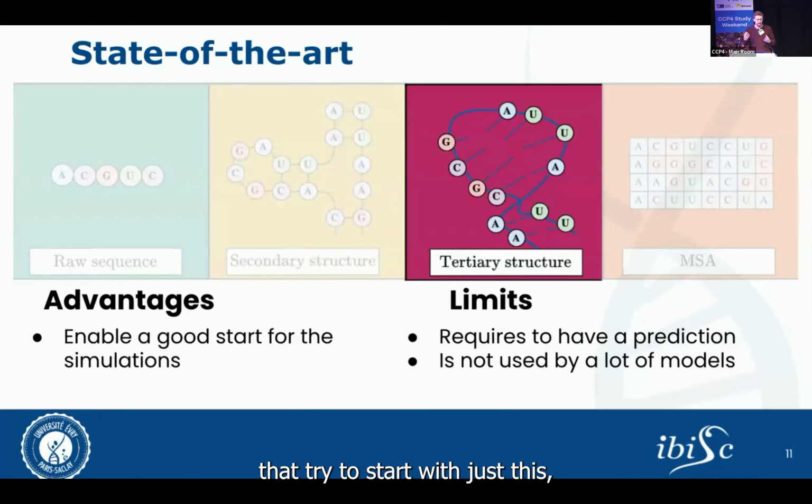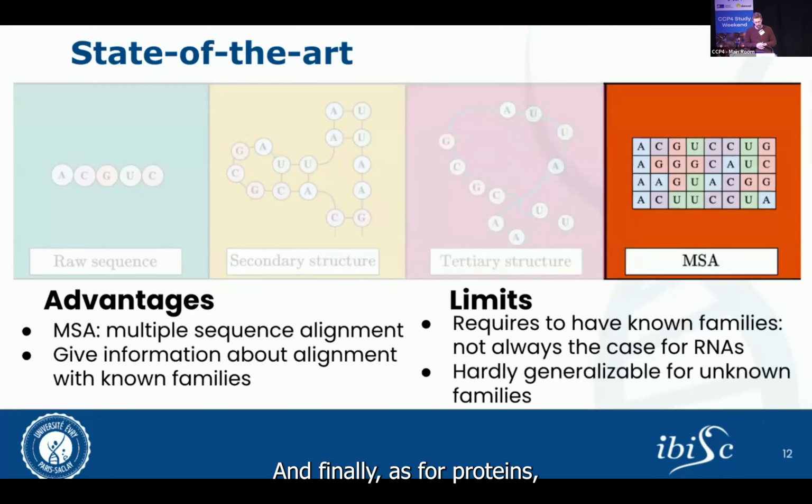There are some methods that try to start with a tertiary structure. It could enable a good start for the simulation, but the drawback is that it requires having a prediction, which is not always the case. And finally, as for proteins, we could use the multiple sequence alignment as input. It could give information about the alignment with known families, but it requires knowing those families, which is not always the case for RNA. So it might be hardly generalizable for RNA with unknown families. This is one of the drawbacks of the MSA.